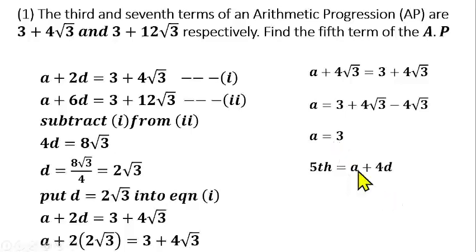So our a is 3, put that here. Our d is 2 sub 3, put that here as well. Should be having 3 plus 4 into the common difference, 2 sub 3. So if you open the bracket, you have 3 plus 8 sub 3. So that means the fifth term of the AP is 3 plus 8 sub 3. So that's the solution for question number 1.